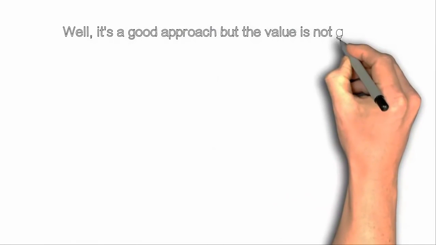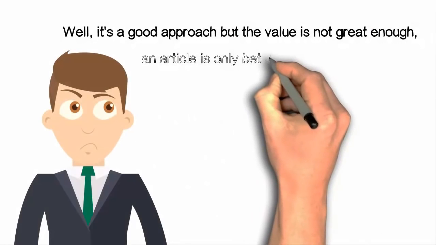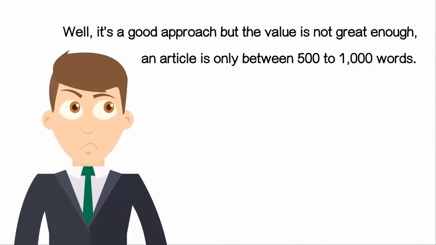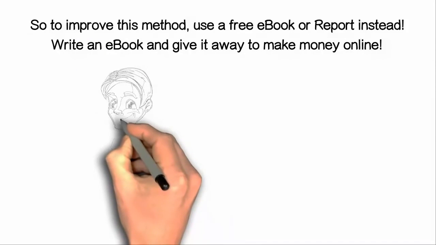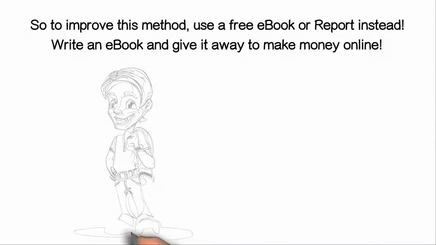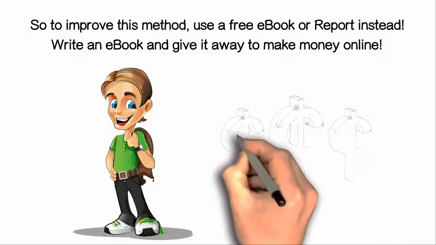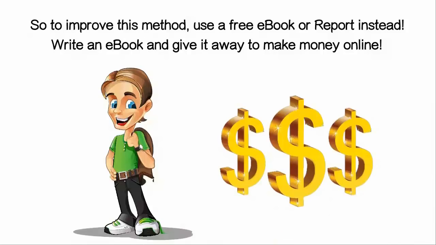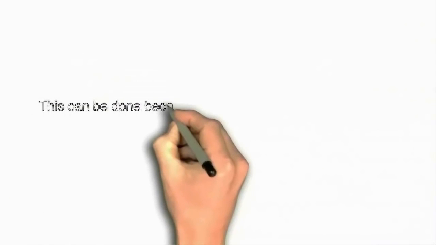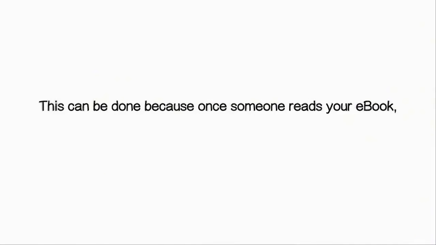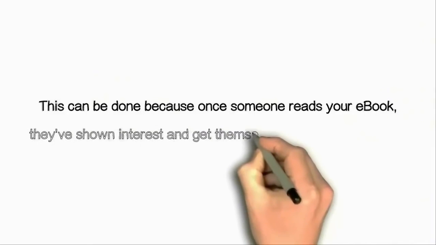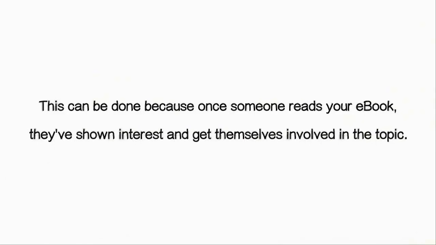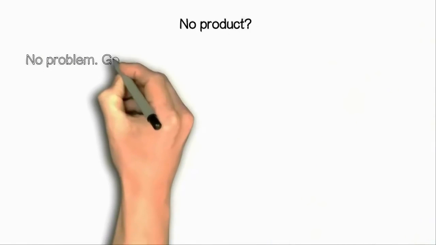article. Well, it's a good approach, but the value is not great enough as an article is only between 500 to 1,000 words. So, to improve this method, use a free ebook or report instead. Write an ebook and give it away to make money online. This can be done because once someone reads your ebook, they have shown interest and get themselves involved in the topic.